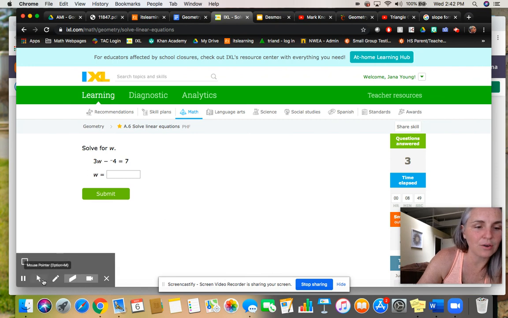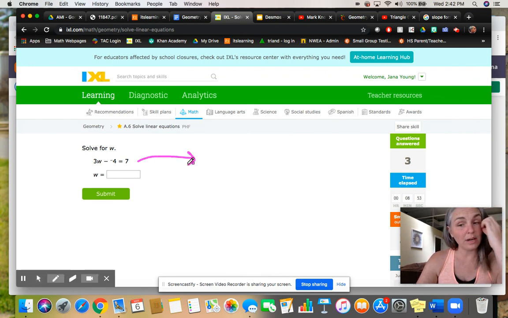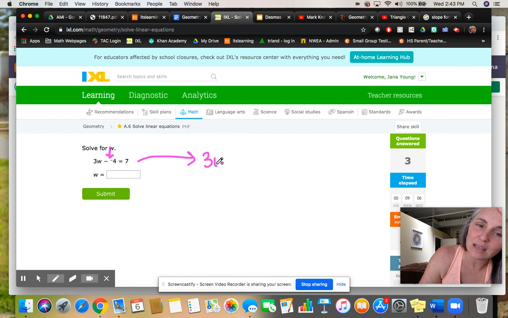Okay, so here's what we got. What I'm seeing that I'm wanting to fix right off the bat is I'm seeing minus and negative here. And I'm not a big fan of having two operations sort of right next to each other like that. So I'm actually going to rewrite this as 3w plus 4 is equal to 7.